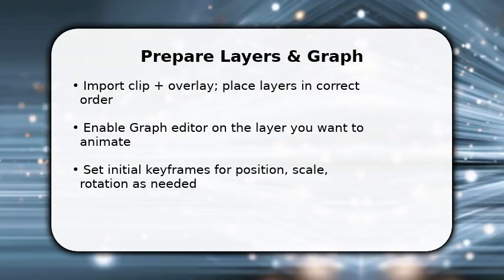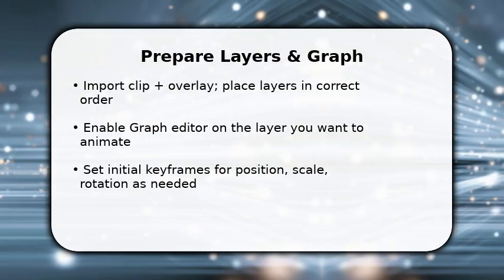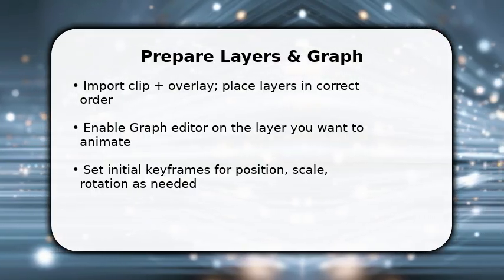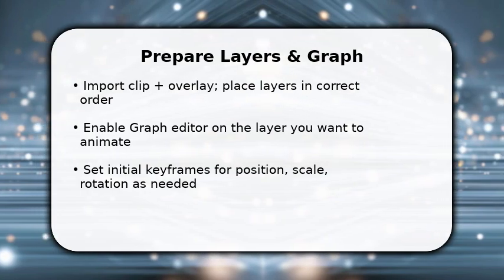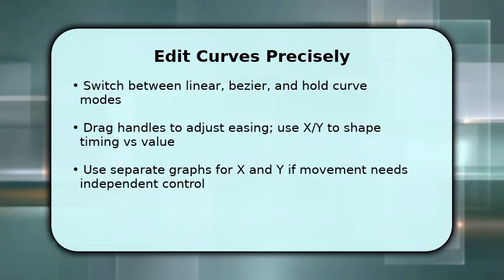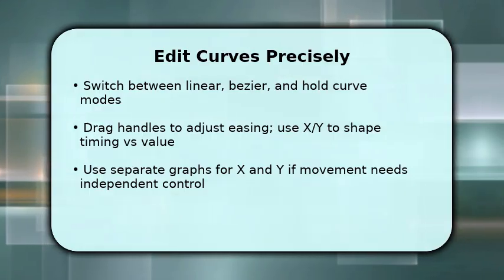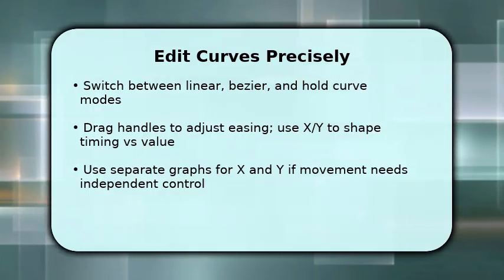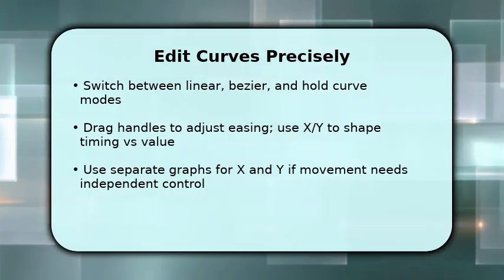Make sure the timeline is at the intended start frame because the graph edits will be relative to those initial keyframes. Now you refine movement by shaping curves. Zoom the graph to see detail, then select a segment and change its interpolation to Bezier or linear depending on needs. Drag the control handles to create smooth easing, paying attention to both X and Y axes because one affects timing and the other affects value change.